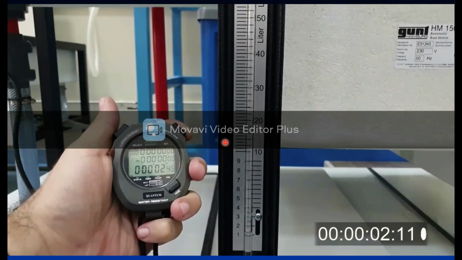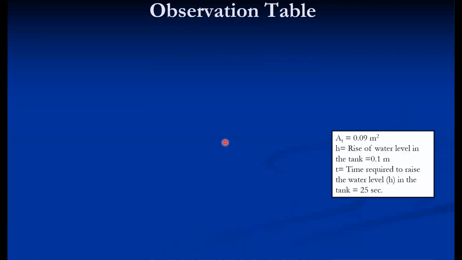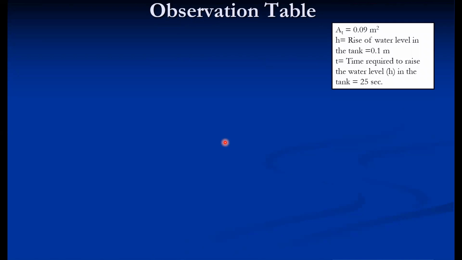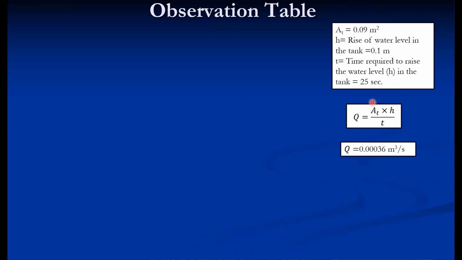For one particular flow rate, this is the observation table. First of all, the area of the tank is known to us: it is 0.09 square meters. H is the rise of water level in the tank, that is 0.1 meter. For this 10 centimeter rise, the time required is 25 seconds. This information is required to calculate Q. So Q is equal to the area of the tank multiplied by the rise of water level divided by time, which is 0.00036 cubic meters per second.